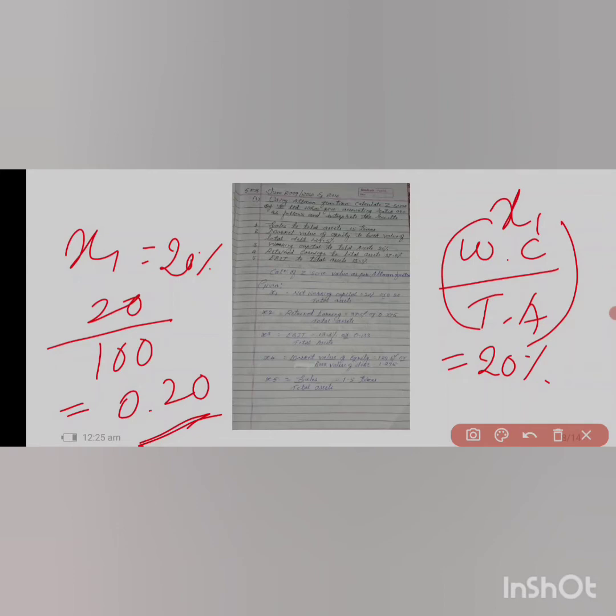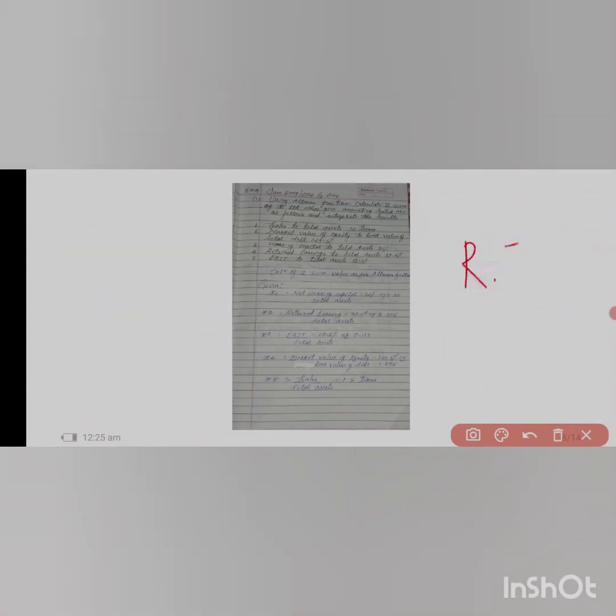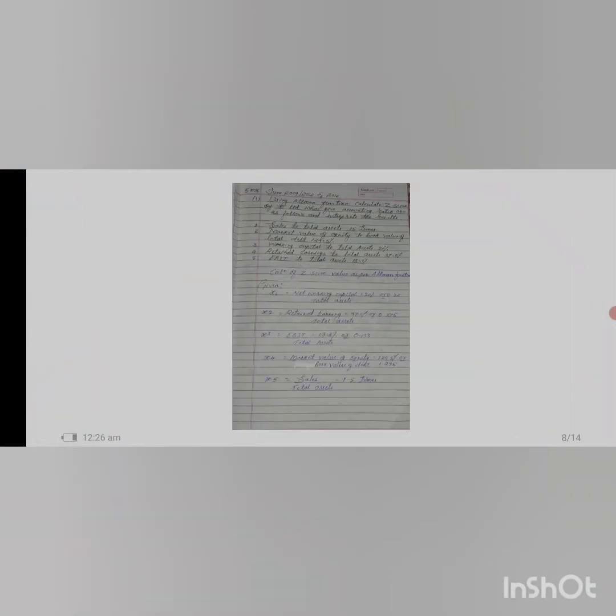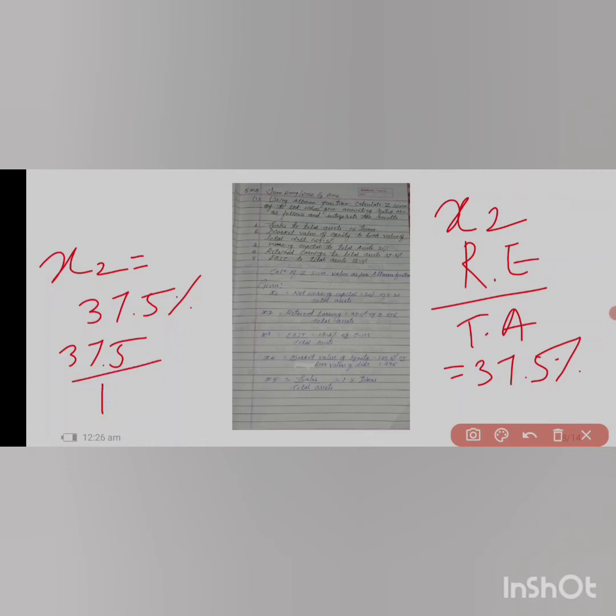Next, they have given us retained earnings to total assets, which is given as 37.5%. This is the formula of X2. So the X2 value they have given us is 37.5%, or we can write it as 37.5 divided by 100. We'll get the value as 0.375.